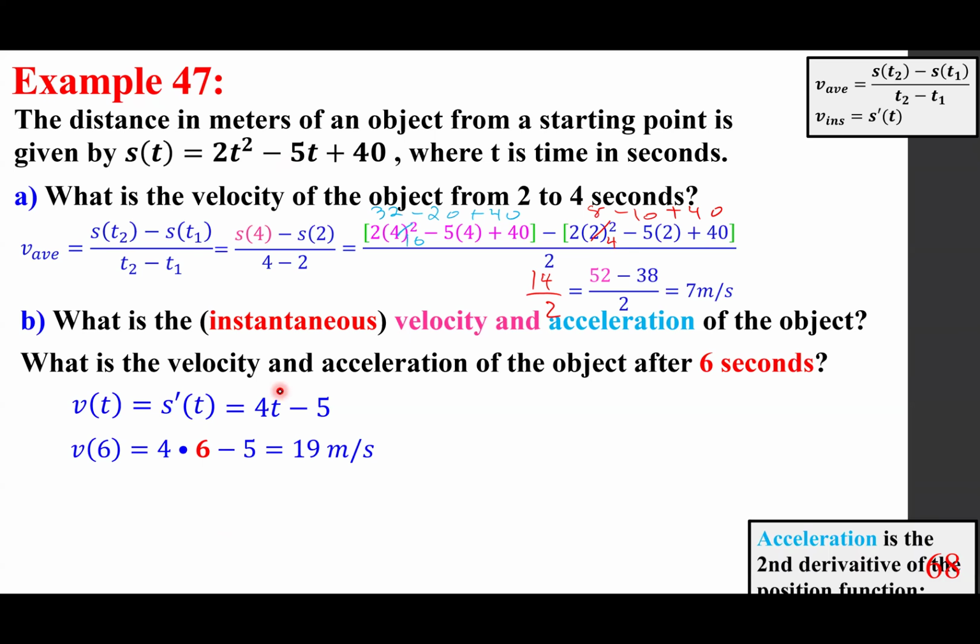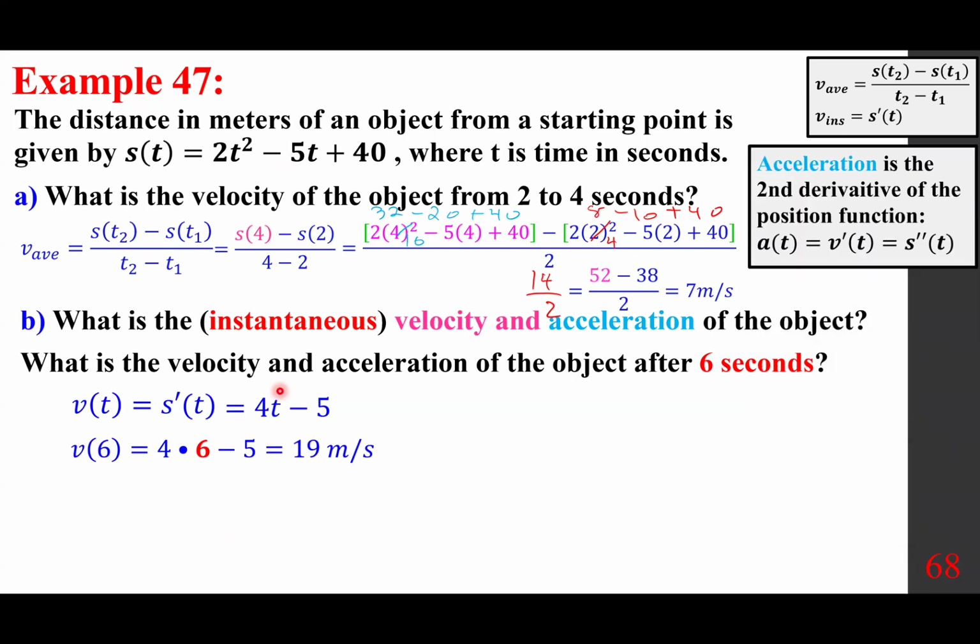As far as acceleration is concerned, by definition, acceleration is the second derivative of the position function. A of t is v prime or s double prime of t. So simply put, differentiate it again. When we differentiate it again, we get the constant 4. It is not a function of t. So it doesn't matter after 2 seconds, 3 seconds, 5 seconds, 6 seconds, it's the same thing. 4 meters per square second.